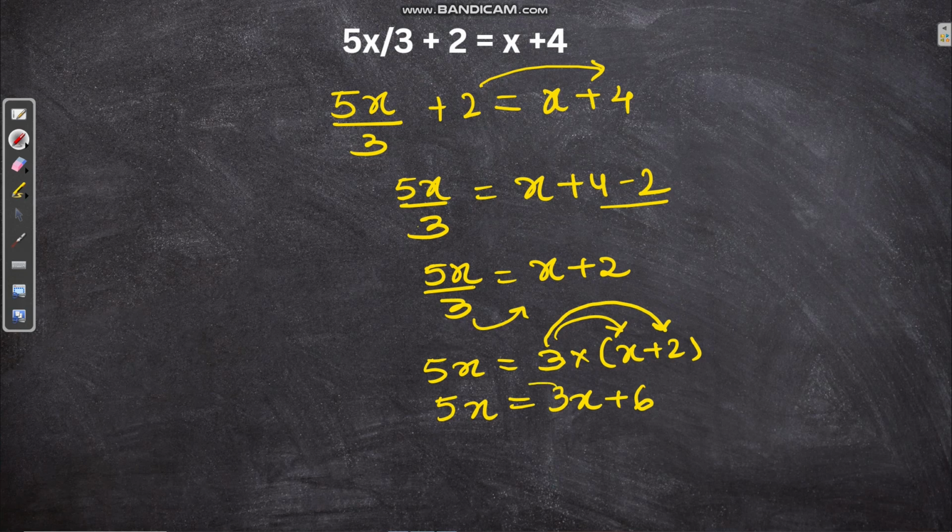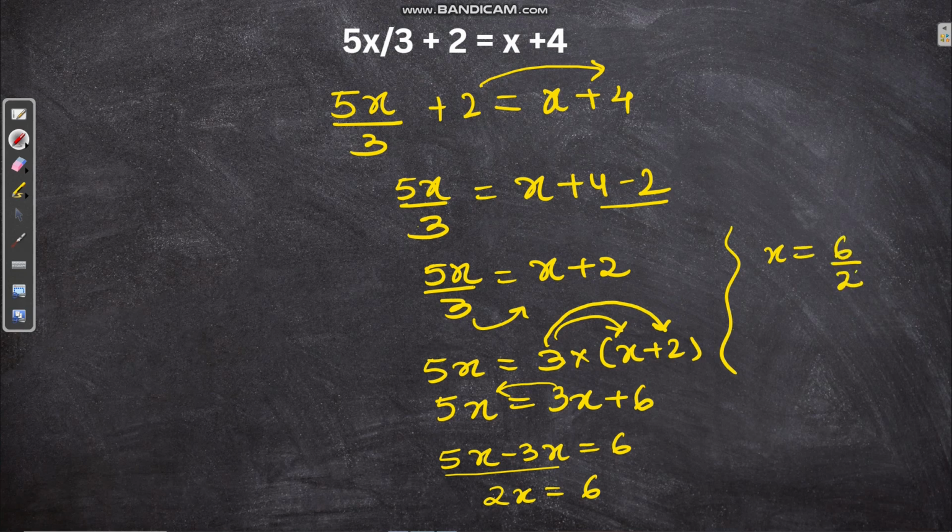Now take this 3x on the other side. So you will have 5x minus 3x equal to 6. So 5x minus 3x is nothing but 2x. 2x is equal to 6. So I'll write down over here, x will be equal to 6 upon 2. 2 threes are 6, so the answer is 3. So 3 is the root of this question or the solution of this question.